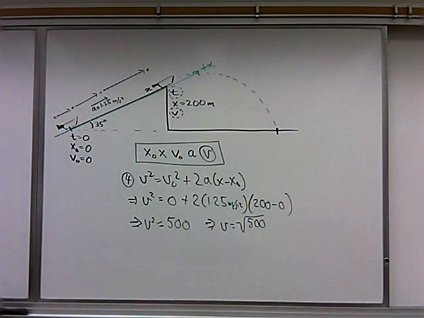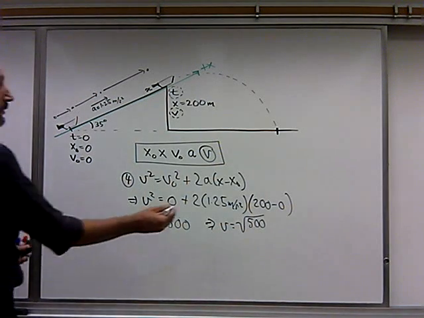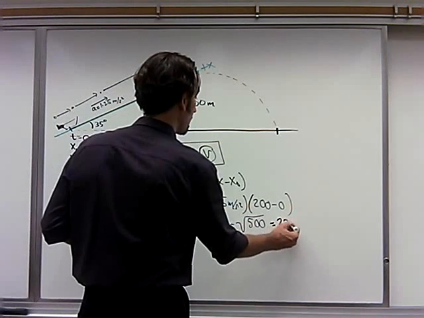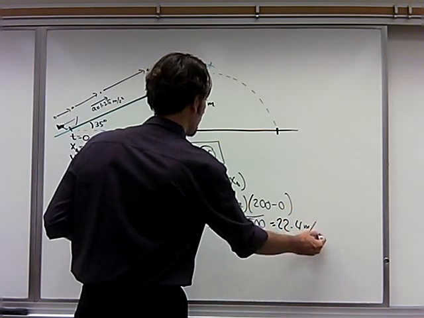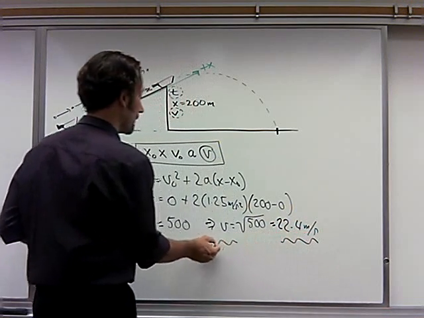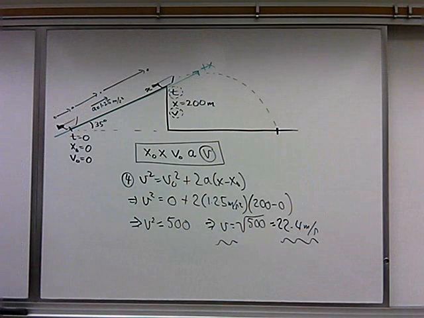So we know that the velocity is the square root of 500. So we know the final speed is 22.4 meters per second. That's the speed that the rocket sled has when it continues off into the air for the projectile part of the problem.